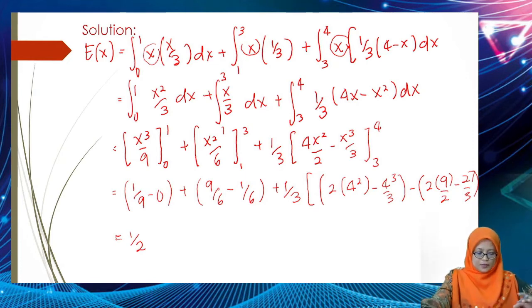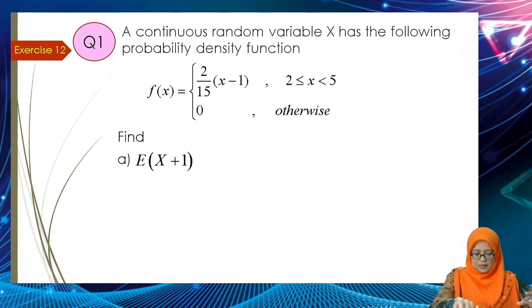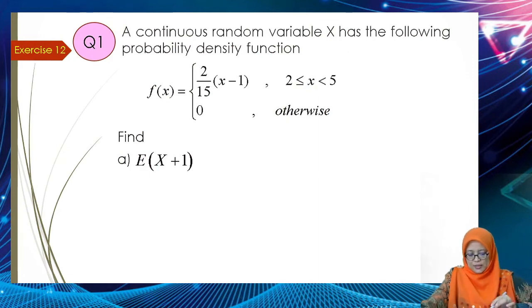Okay, so next question is continuous random variable X has the following density function. So ini F kecil dia 2 over 15 X minus 1 for value from 2 to 5, your punya interval. Okay, so kita nak cari expectation of X plus 1. Okay, so basic dia sebelum kita boleh apply properties, mesti cari expectation of X dulu.